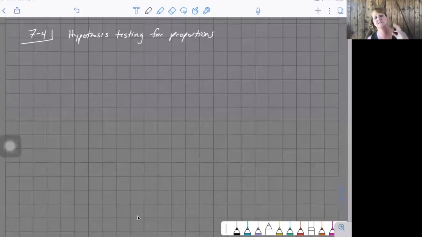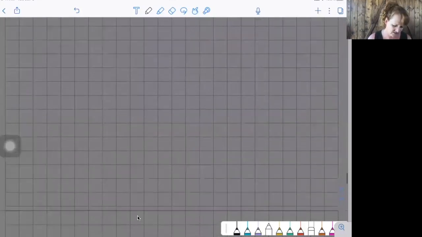We are back to a Z distribution. So Z distribution for sigma known and for binomial. T distribution if sigma is not known. All right, let's take a look at our first problem.